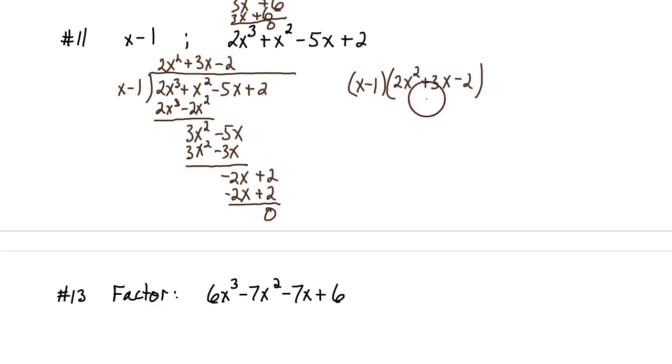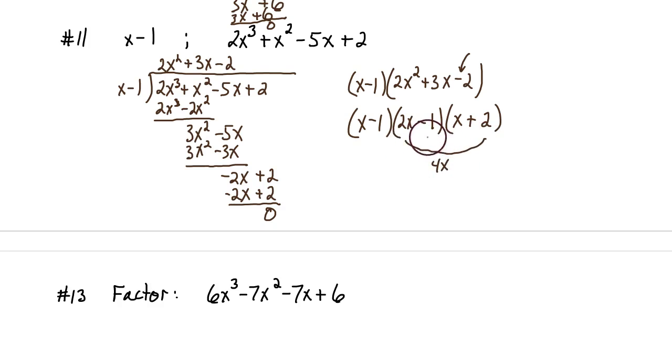Now let's factor that trinomial using FOIL. So here's our x minus 1, and here's two sets of parentheses. 2x times x is the 2x squared. Now how can we get negative 2? We would have to have a positive and a negative, and we have to have a 2 and a 1. Let's put the 1 here and the 2 here, and put the negative here and the positive here. The reason I did that is so that the outer product makes 4x and the inner product makes negative 1x. Those combine to 3x, and that's what I was trying to make. So here is the factored form of the original polynomial.